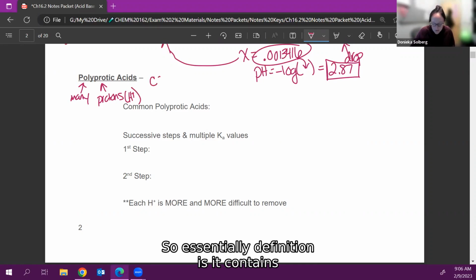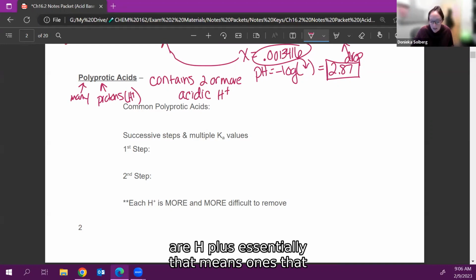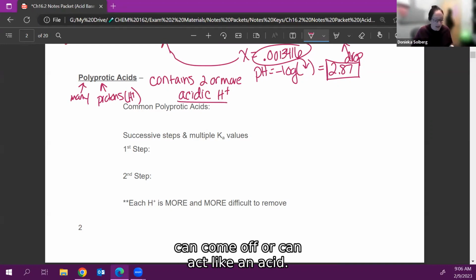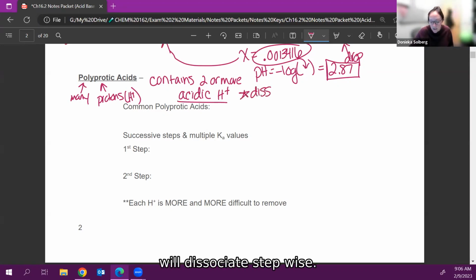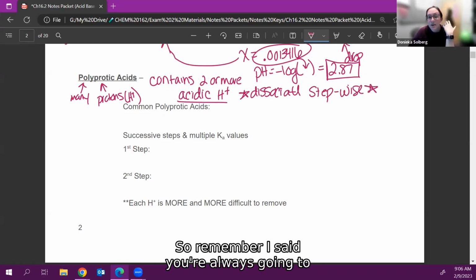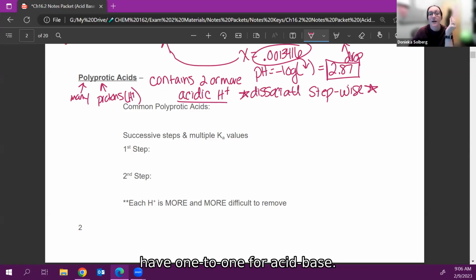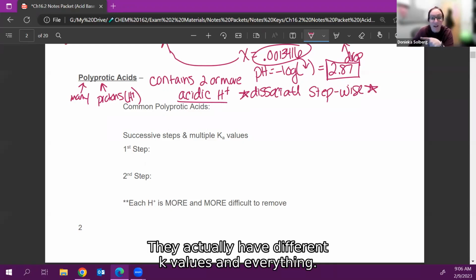Okay, so essentially the definition is it contains 2 or more acidic hydrogens or H plus. Essentially that means ones that can come off or can act like an acid. Now, one thing to know is that these will dissociate stepwise, meaning one comes off and then the other comes off. So like you have two separate equations. Remember I said you're always going to have 1-to-1 for acid base. That is still true. You only take one hydrogen off at a time. They actually have different Ka values and everything.